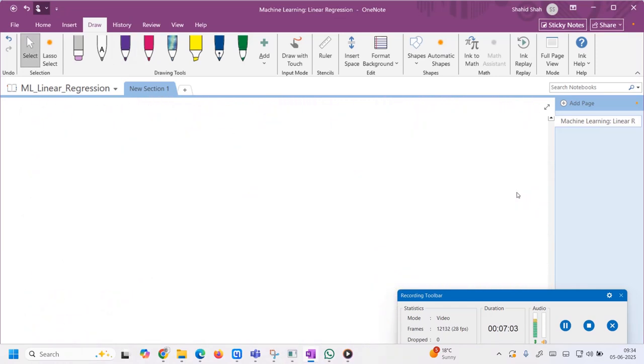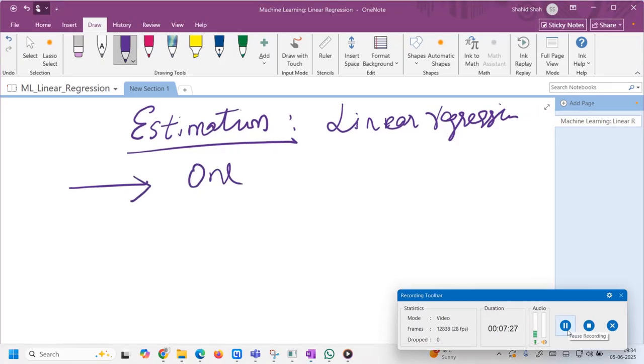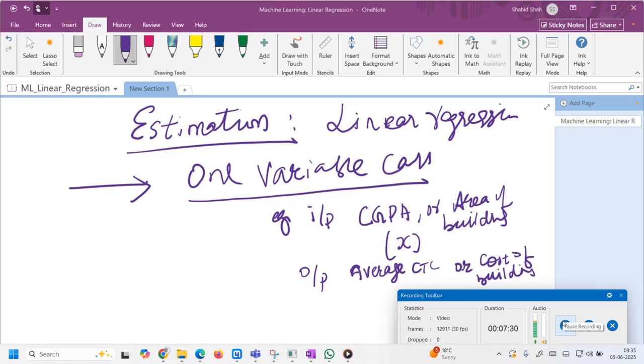Okay, now let's first study this estimation problem. That is, given the input we need to estimate the output. And this estimation problem is one of the ways, simple ways, is called linear regression. Okay, it's very simple. Let's first of all take a very simple case of one variable. Let's assume that one variable is, for example, CGPA of a student, or maybe area of building if we are taking the building problem. Let's take the CGPA example first.